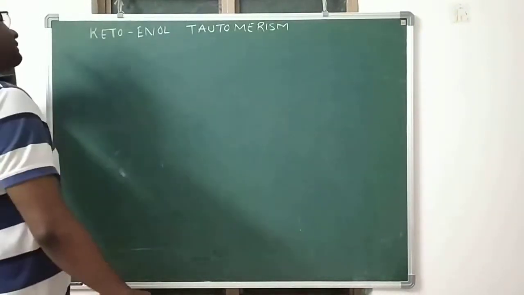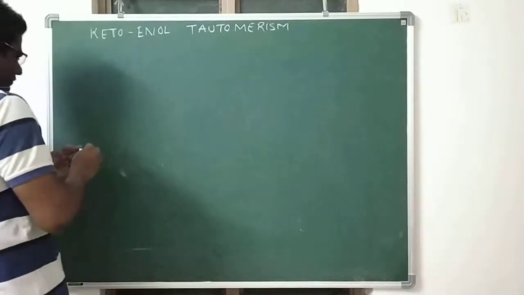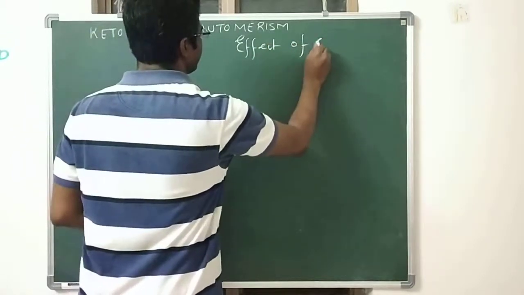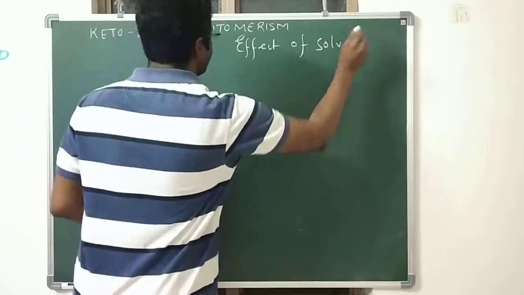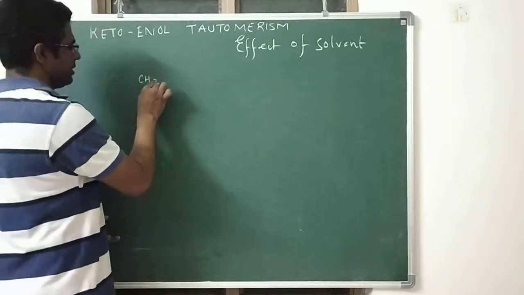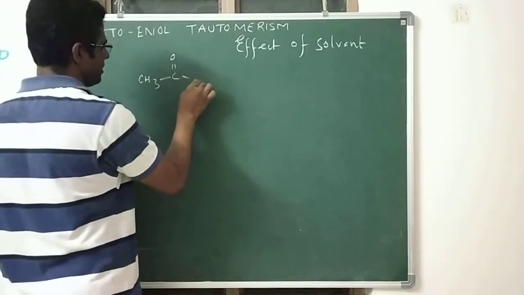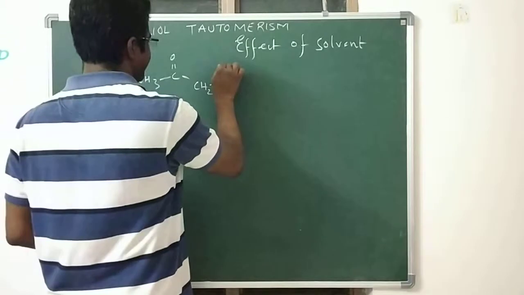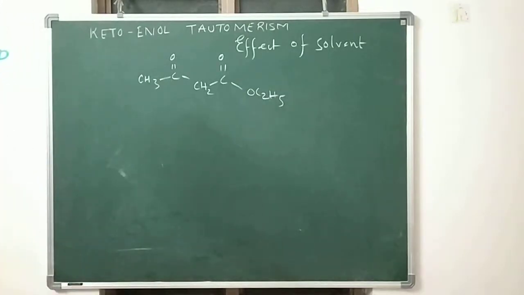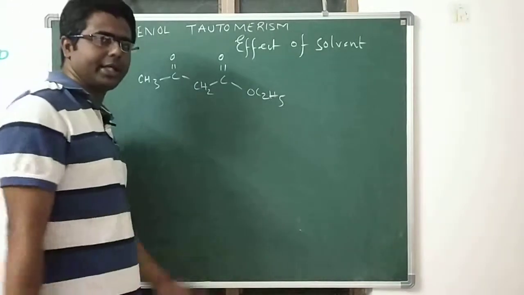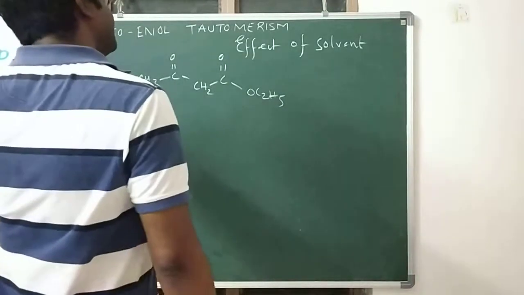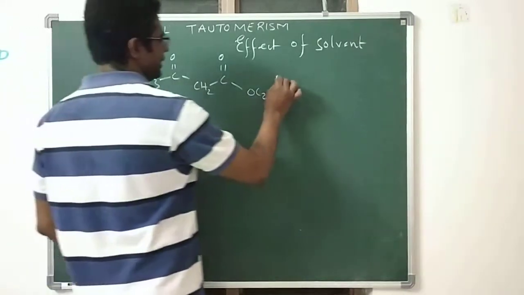Now next we will discuss about the effect of solvent. Let us take this compound. Okay, so this is the keto form. Well understood? ठीक है, keto form है ये. Now, what will be the enol form? What will be the enol form? The enol form will be like this.